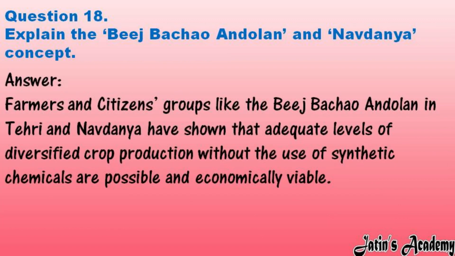Question 18. Explain the Bees Bachao Andolan and Navdanya concept. Answer. Farmers and citizens groups like the Beej Bachao Andolan in Tehri and Navdanya have shown that adequate levels of diversified crop production without the use of synthetic chemicals are possible and economically viable.